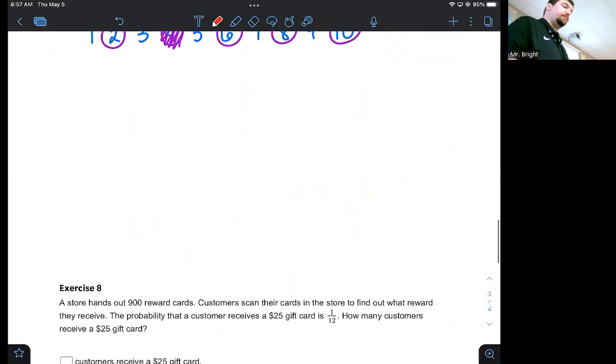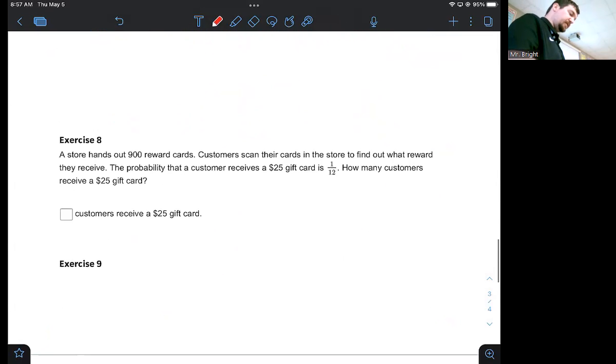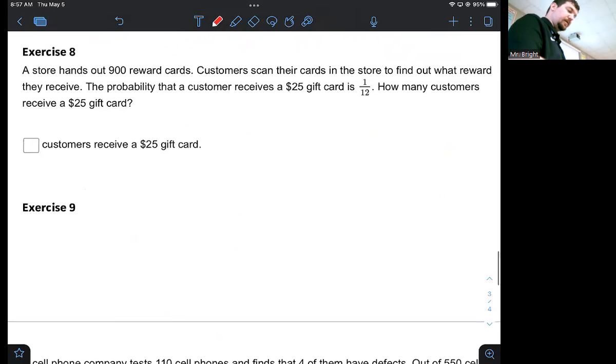No number 7. There's only 9 questions. I took number 7 off because it wasn't related to what we were doing.